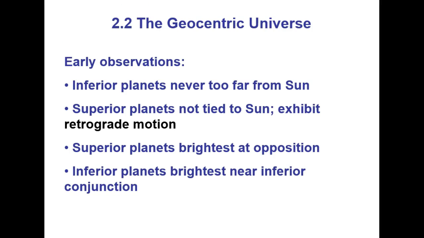The geocentric universe early observations. Inferior planets were never too far from the Sun, and superior planets are not tied to the Sun, and they exhibit retrograde motion. Superior planets also have brightness at opposition, and inferior planets have brightness near inferior conjunction.